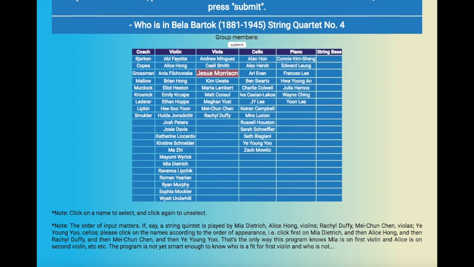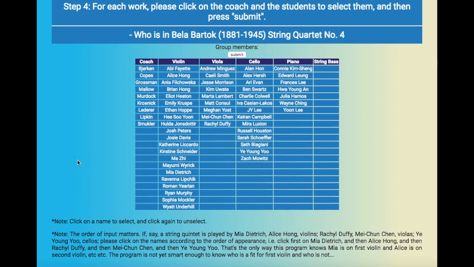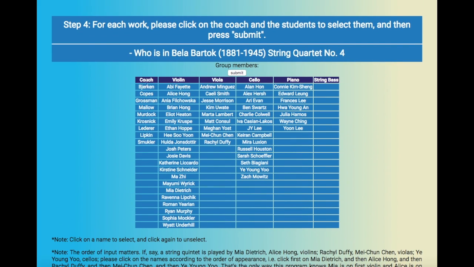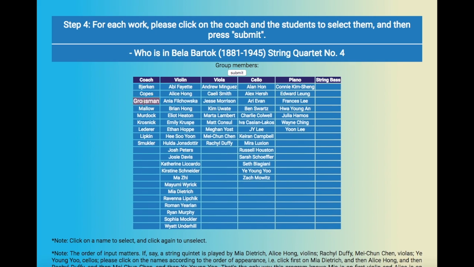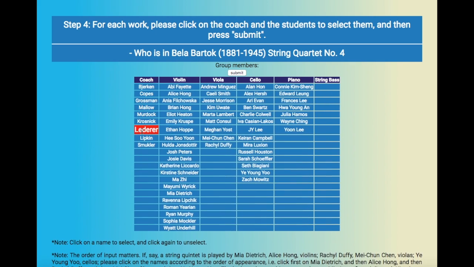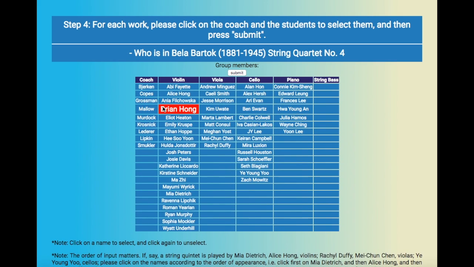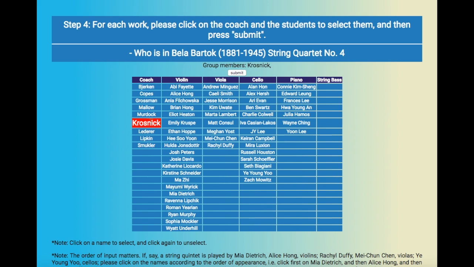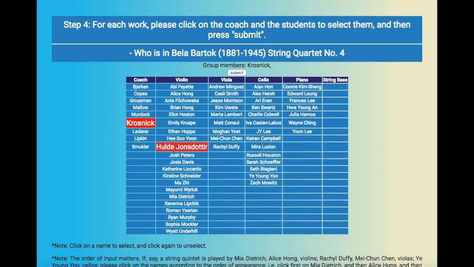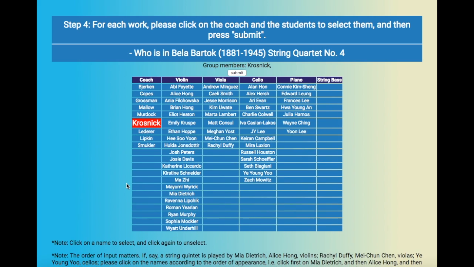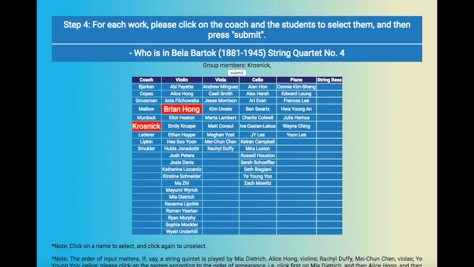And here is where you tell the program who is playing what and who is coaching what. So you have all these people, and if you hover your mouse over, it will become red. And if you click on it, then it will become red as selected, and the name will show here as group members. So just remember that if you have two violinists or two violists or two cellists who are playing first violin and second violin, you should always click on the first violinist first and then on the second violinist secondly.